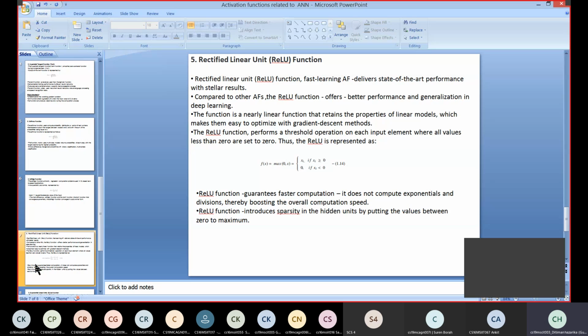Thus, ReLU is represented as the function f(x) equal to max(0, x), which is equal to xi if xi is greater than or equal to 0, and 0 if xi is less than 0.